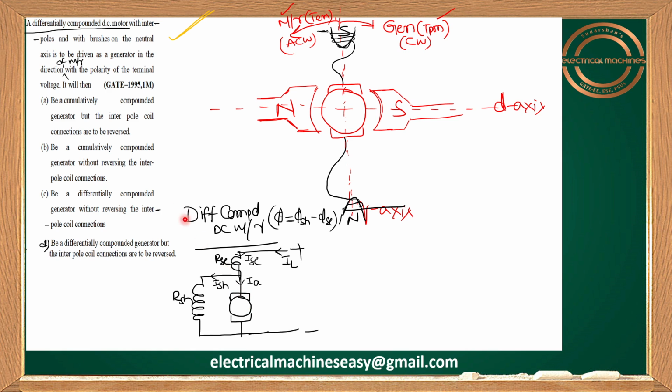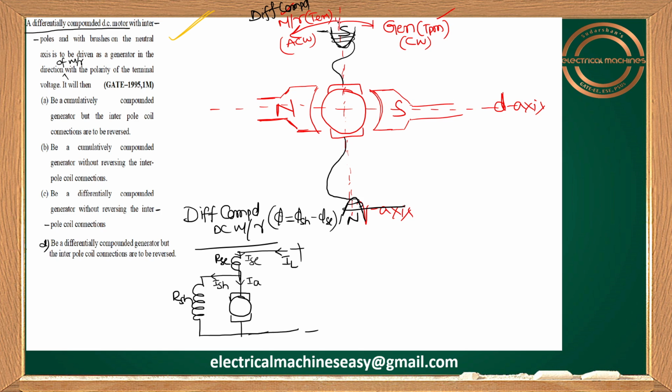Is it okay for you? Now what is it saying? It is a differential compound motor, so let me write it here. In a differential compound motor, I told you that in the direction of the motor, if you want to decide the polarity of the interpole, you have to see the polarity of the main pole behind it.